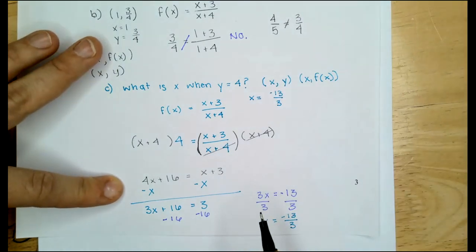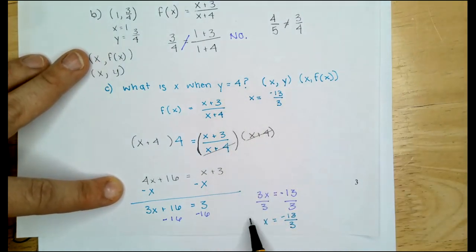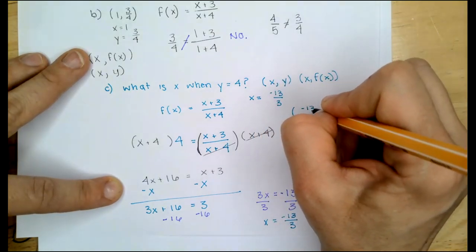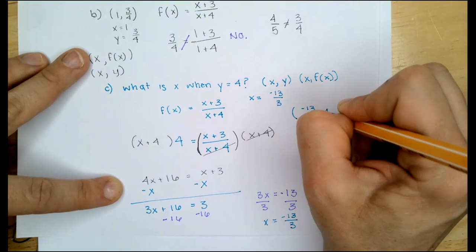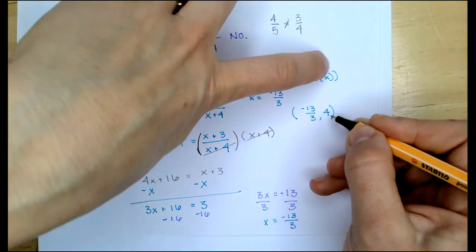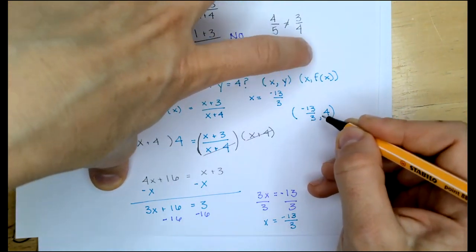So it's very similar to when we just put y equals 0, solve for x. X equals 0, solve for y. So our point is negative 13 thirds, 4, because that is our x and that is our y value, or that is our x and that is our f of x value. xy or x, f of x.